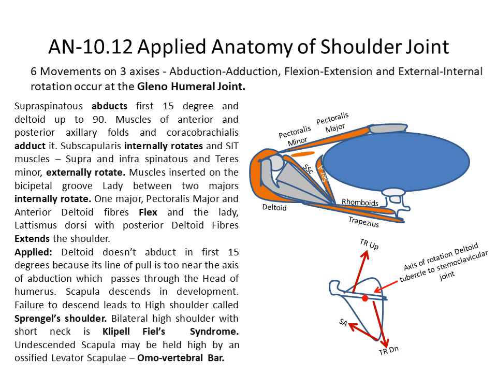The scapula descends in development. Failure to descend leads to a high shoulder, which is called Sprengel's shoulder. Bilateral high shoulder with a short neck is Klippel-Feil syndrome. An undescended scapula may be associated with, or held high by, an ossified levator scapulae, which is referred to as the omovertebral bar.